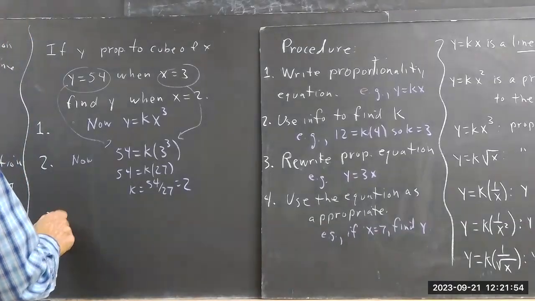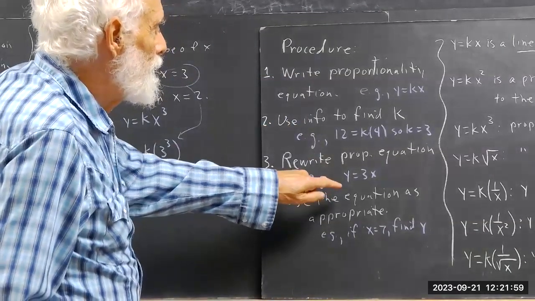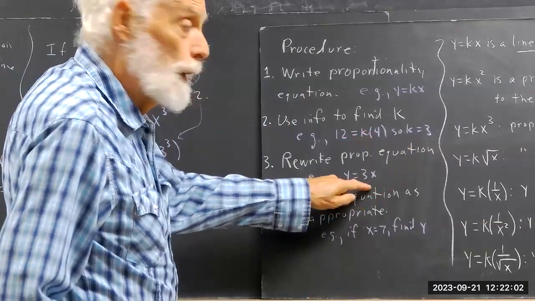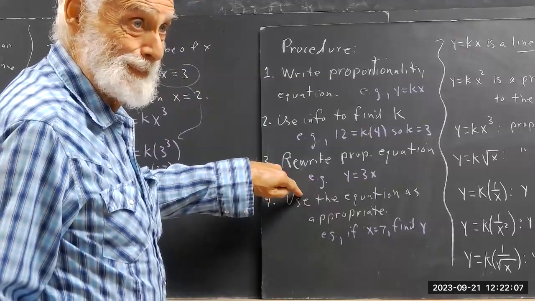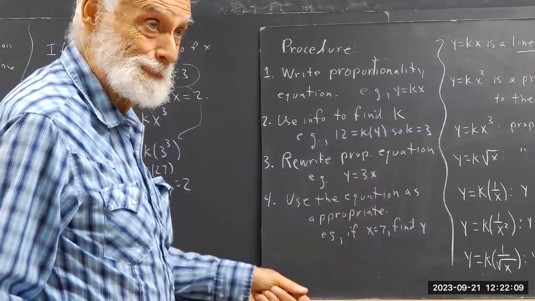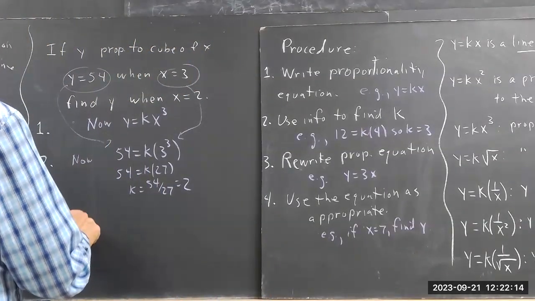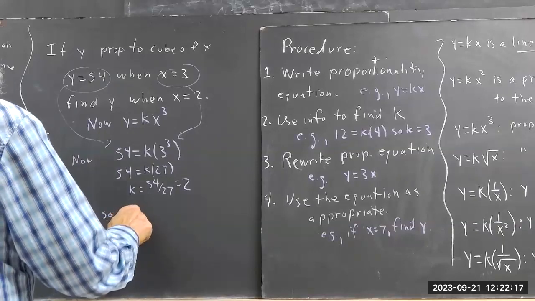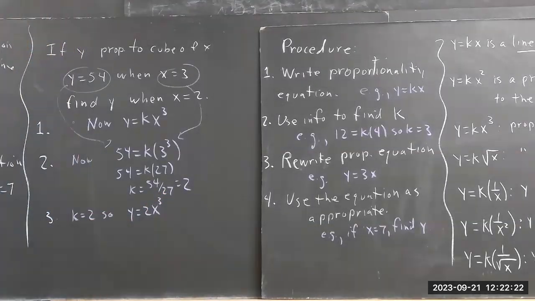Third step, rewrite the equation. Well, on the example we started with, we found that k was 3, and now y equals 3x. This is an example, e.g., meaning for example. It doesn't mean you always write y equals 3x. So down here we write k equals 2, so y equals 2x cubed. The arithmetic and the algebra here are extremely simple. You just have to know the 4-step procedure.